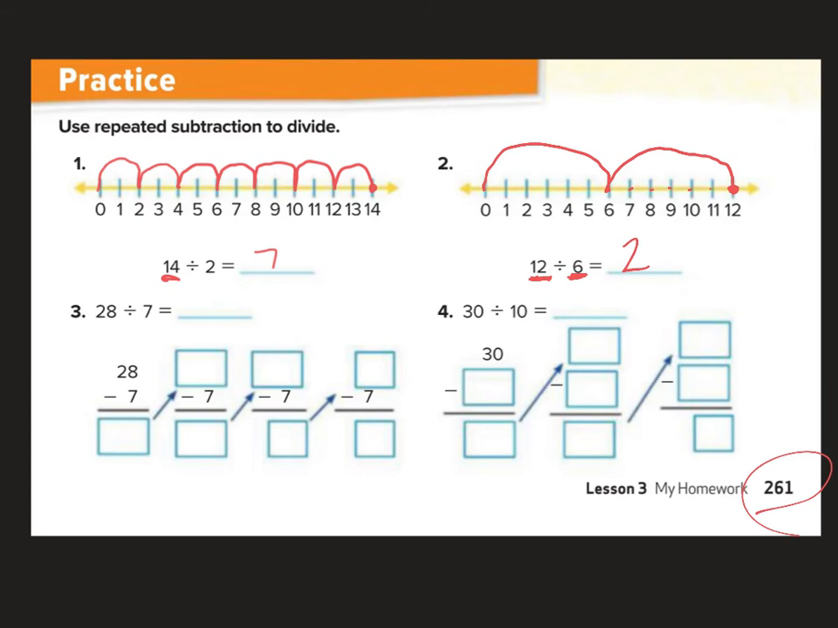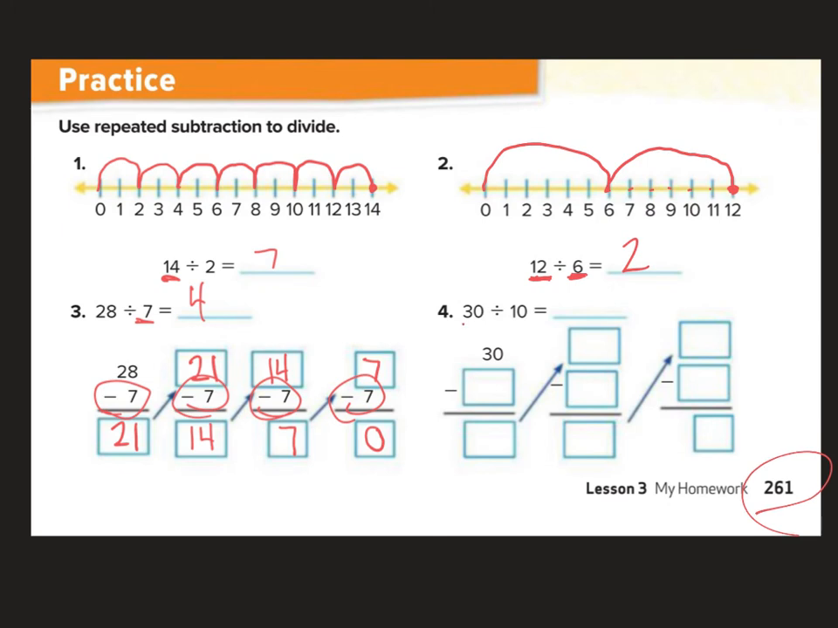Okay, here we go. 28 divided by 7. So I'm going to see how many 7s I need to subtract. 28 minus 7 is 21. Bring it up. 21 minus 7 is 14. Bring it up. 14 minus 7 is 7. Bring it up. 7 minus 7 is 0. How many times? 1, 2, 3, 4. Did it 4 times. So 28 divided by 7 is 4.